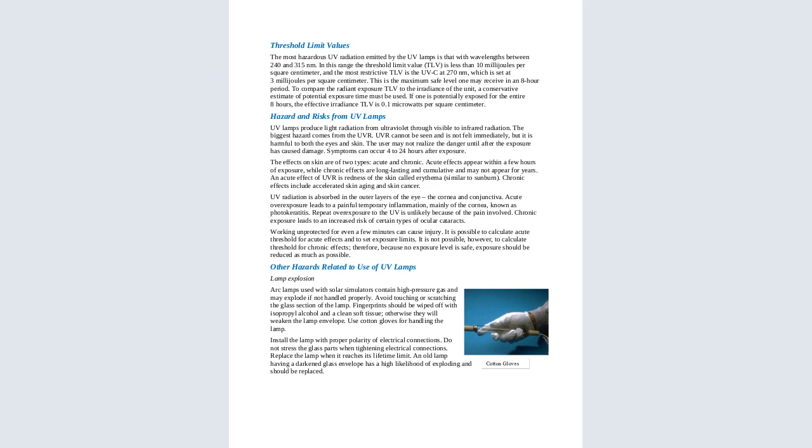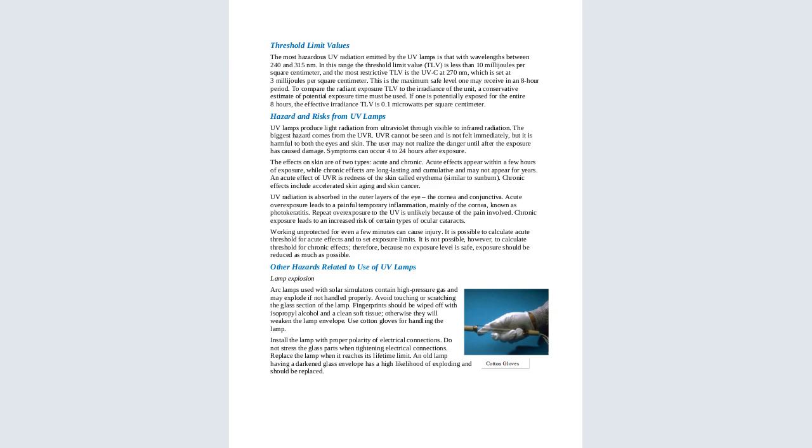So the chronic effects include accelerated skin aging and skin cancer. The UV radiation is absorbed in the outer layers of the eye, the cornea and the conjunctiva. Acute overexposure also leads to painful temporary inflammation, mainly of the cornea, known as photokeratitis. Repeat exposure to UV is unlikely because of the pain involved.